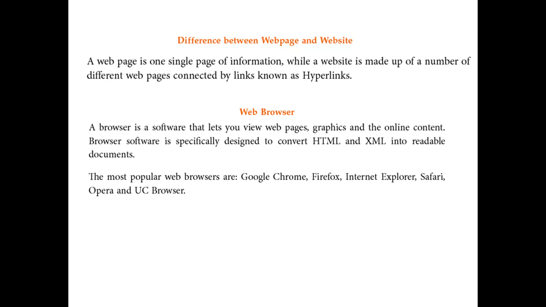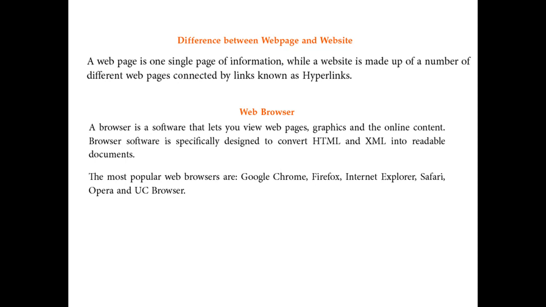Now, the difference between a web page and a website. A web page is one single page of information, while a website is made up of a number of different web pages connected by links known as hyperlinks. Next topic is web browser. I think all of you are aware of it.